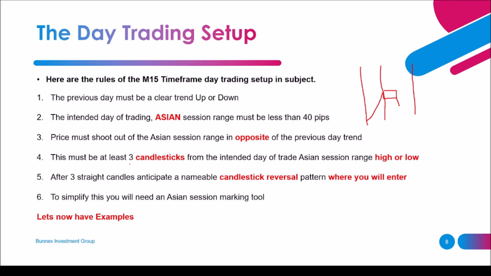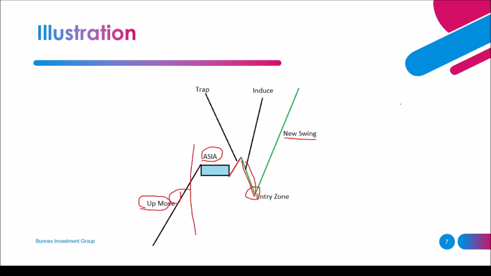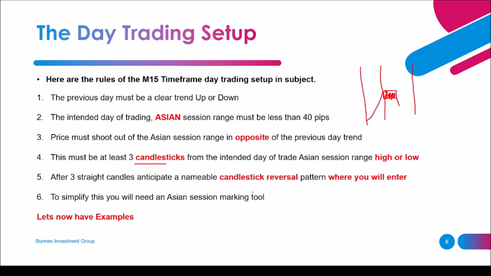There must be at least 3 straight candlesticks from the intended day of trade Asian session range high or low. In this particular case, this was an upward move. We had our Asian session range. Let me just highlight it. This was the Asian session range. From this to the downside to the point we call the entry zone, which is like this one, we are saying there should be at least 3 candlesticks from this low. This is the Asian session low, and we have to see 3 candlesticks below that low.